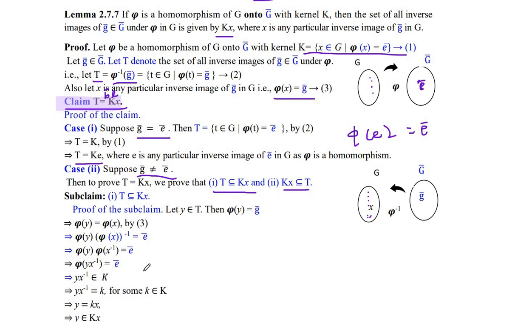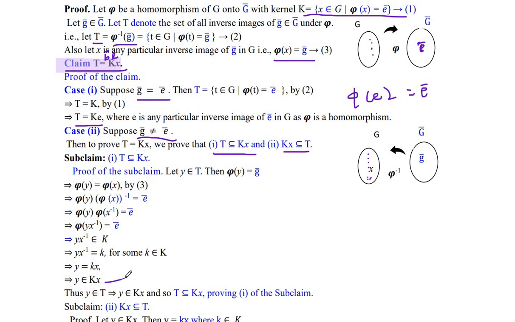Our job is to show that this y belongs to Kx. This is what we have to prove. Now let y belong to T. Then phi of y is equal to G bar. That is how the elements of T are defined, those elements whose image is G bar. Because y belongs to T, the image of y under phi must be G bar.